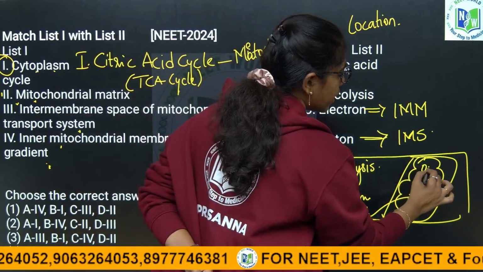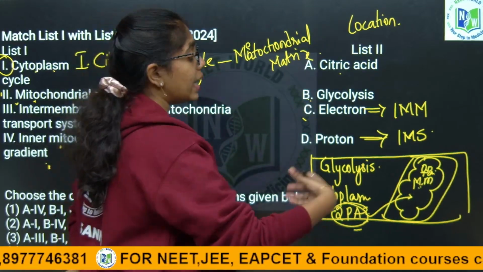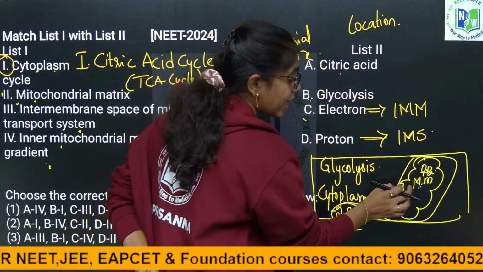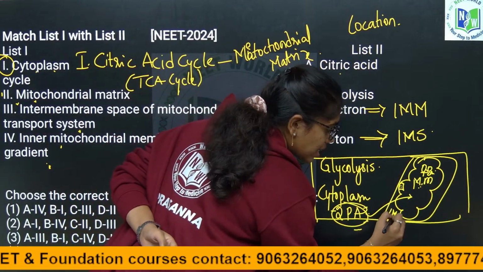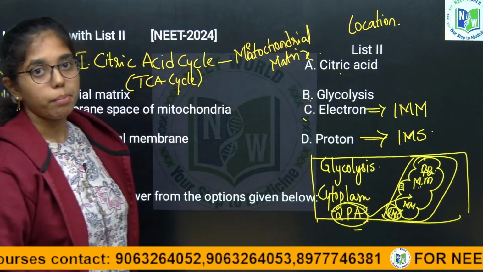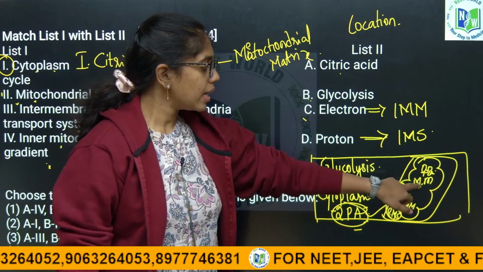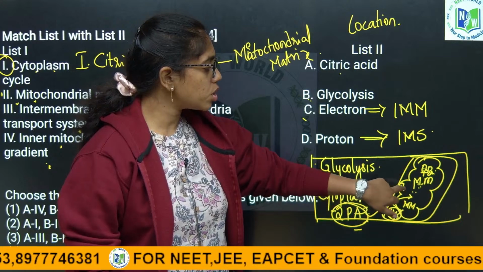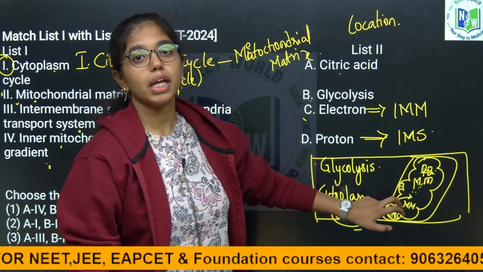Inside the mitochondrial matrix, the TCA cycle or citric acid cycle is operated. Oxidative decarboxylation and the TCA cycle are done in the mitochondrial matrix. Later, ETS is done in the inner mitochondrial membrane. Because of the ETS, a proton gradient is generated in the intermembrane space, between the intermembrane space and the mitochondrial matrix. Clear, beta? So you have understood: glycolysis in the cytoplasm, TCA cycle and oxidative decarboxylation in the mitochondrial matrix, electron transport system in the inner mitochondrial membrane, and proton gradient generated in the intermembrane space. Clear?